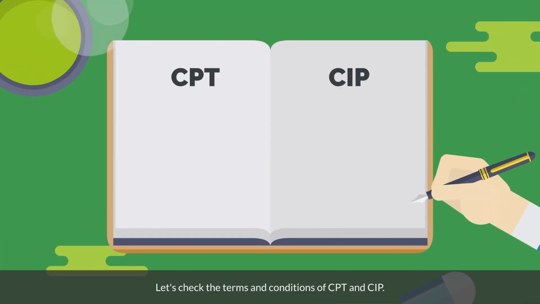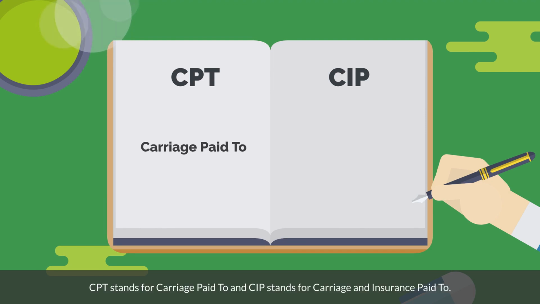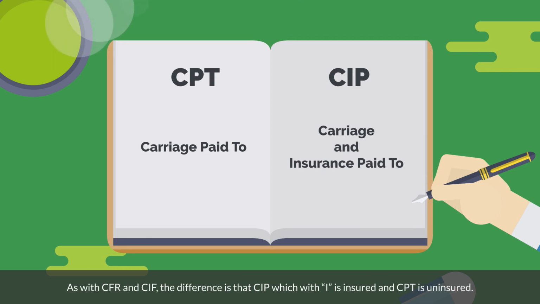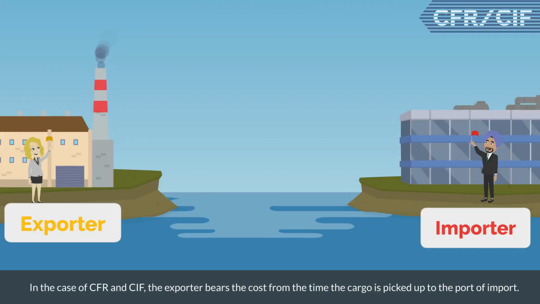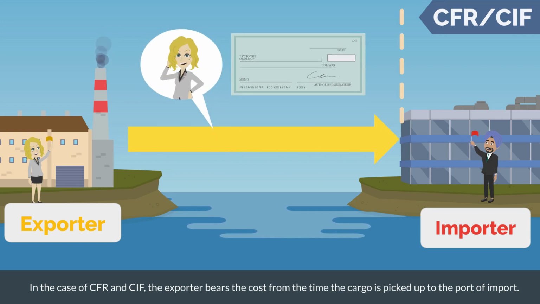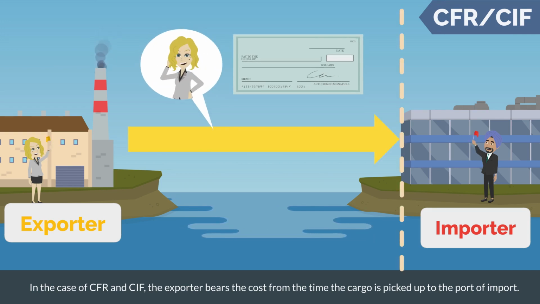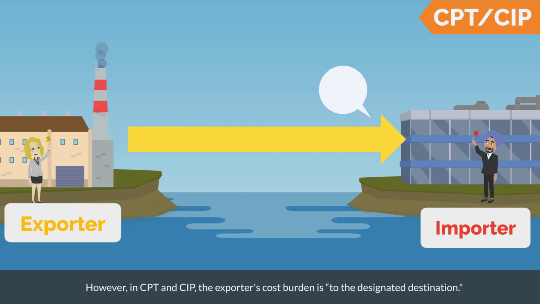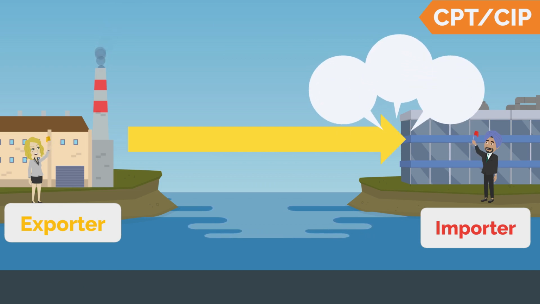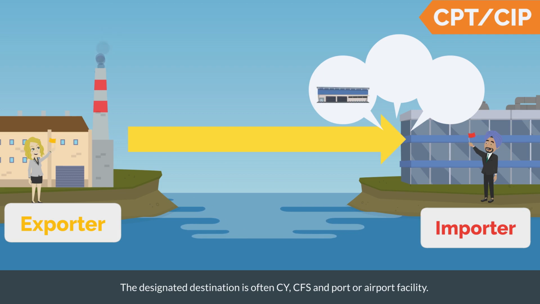Let's check the terms and conditions of CPT and CIP. CPT stands for carriage paid to and CIP stands for carriage and insurance paid to. As with CFR and CIF, the difference is that CIP, with the I, is insured and CPT is uninsured. Let's confirm the cost sharing for CPT and CIP. In the case of CFR and CIF, the exporter bears the cost from the time the cargo is picked up to the port of import. However, in CPT and CIP, the exporter's cost burden is to the designated destination. The designated destination is often CY, CFS and port or airport facility.